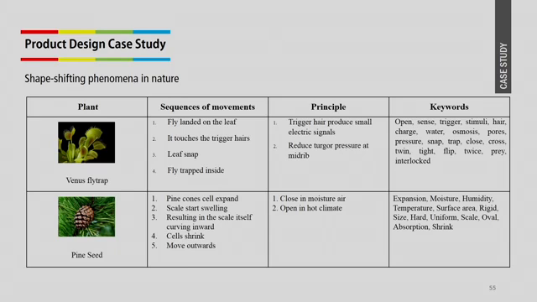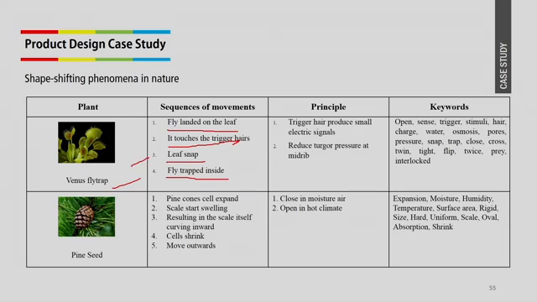We have noted down all those principles, why it is happening, and then we have noted down the keywords. For example, in the case of the Venus flytrap, what is the sequence of movements? The fly lands on the leaf, touches the trigger hairs, the leaf snaps, and the fly is trapped inside. That is how a fly gets trapped in this kind of plant.